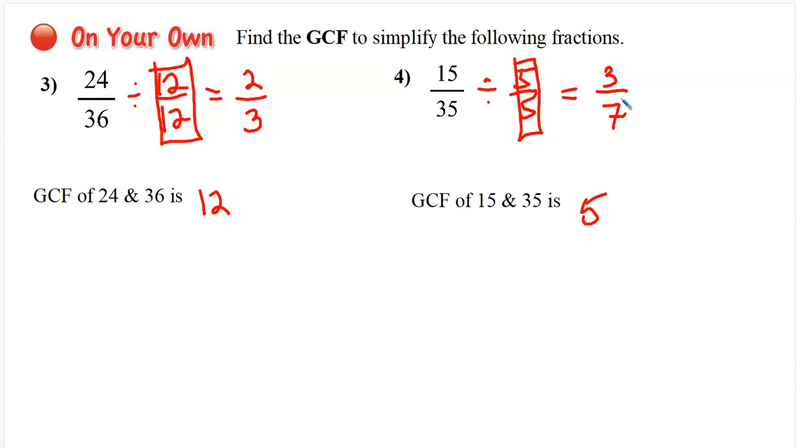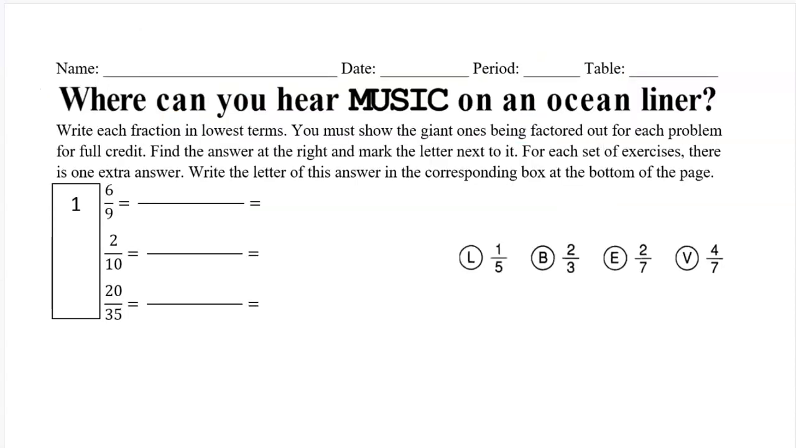Okay, so now I want to show you what the homework looks like. I hope that was fairly easy for you. I'm trying to build on our fraction skills as we move forward. Notice that there's a bunch of fractions that you're going to simplify. So if I look at 6/9, I'm going to divide it by 3 over 3, the greatest common factor, and I get 2/3. So I'm going to put a B next to that one. In each of these, there are 3 problems and 1 extra answer. You're going to take that extra answer and put it in the box at the bottom of the page.